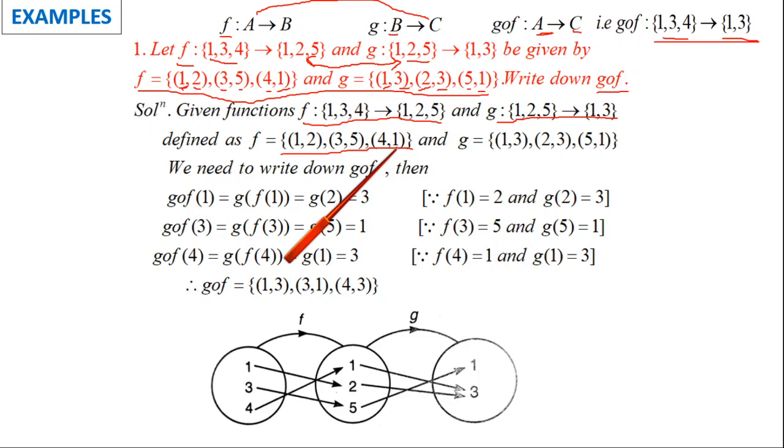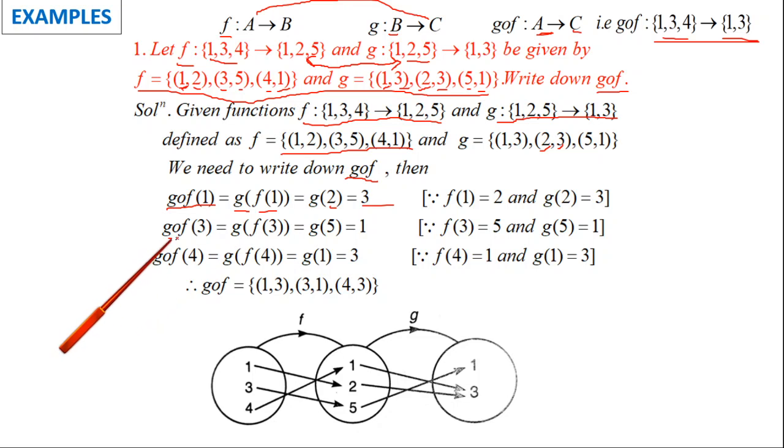that means f of 1 is equal to 2, f of 3 equal to 5, f of 4 equal to 1, and g of 1 equal to 3, g of 2 equal to 3, g of 5 equal to 1. We need to write f composite g. Then f composite g of 1 will be equal to g of f of 1 by the definition of composite function. So f of 1, from here see f of 1 is 2, so we got 2 over here. Then g of 2, here check g of 2 is 3, so we got 3.